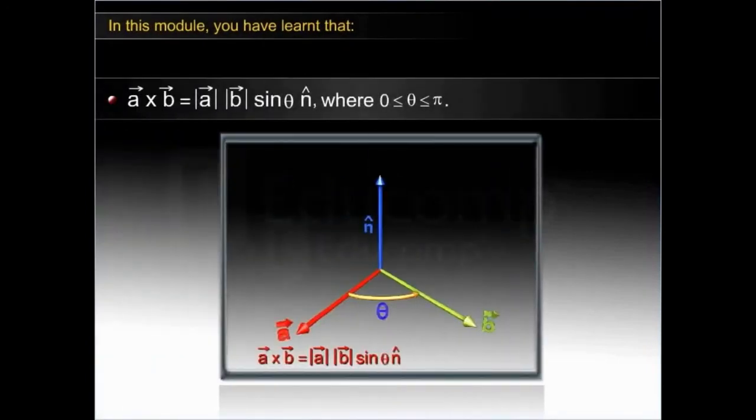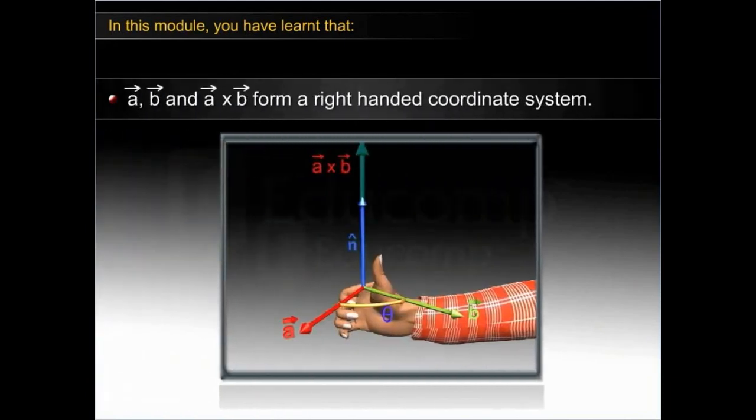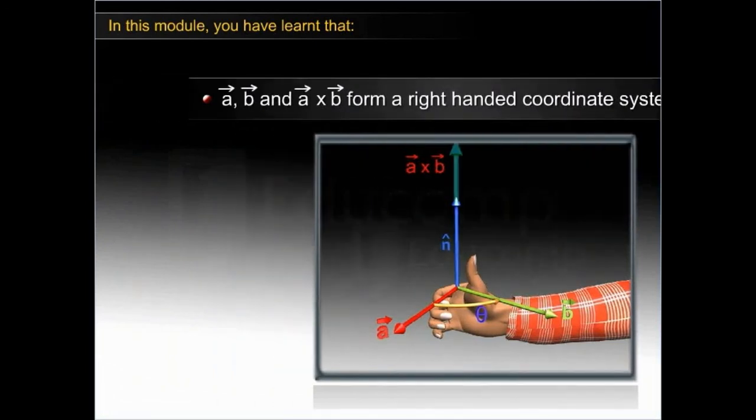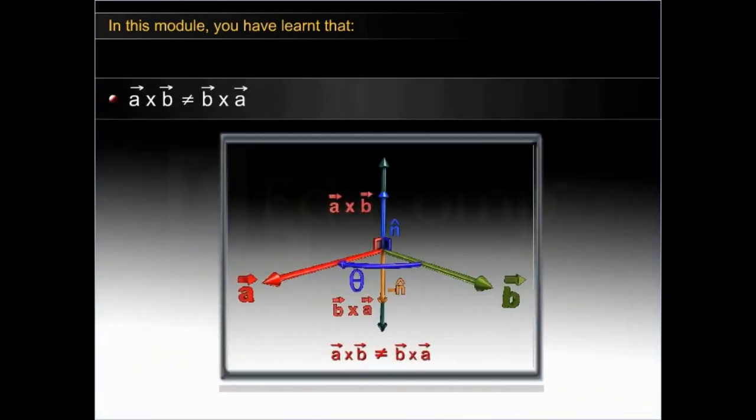In this module, you have learnt that if theta is the angle between non-zero vectors A and B, then their cross product is given as the magnitude of vector A into magnitude of vector B into sine of angle between them into a unit vector n cap perpendicular to the plane containing vectors A and B. Vectors A, B and A cross B form a right-handed coordinate system. Cross product of two vectors is not commutative.